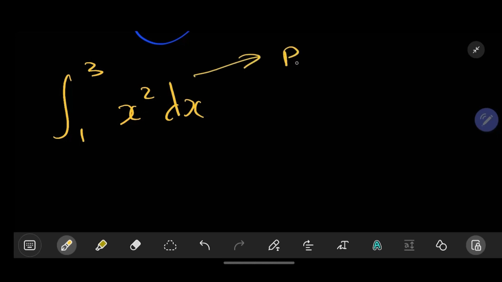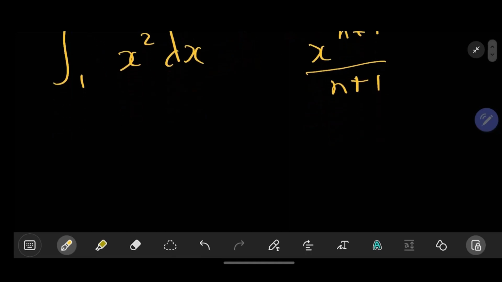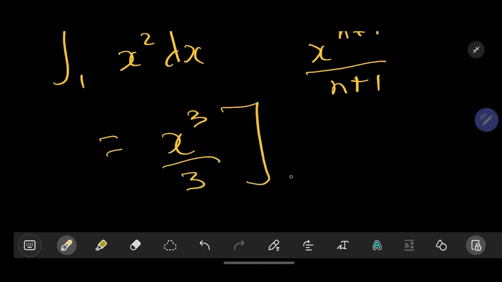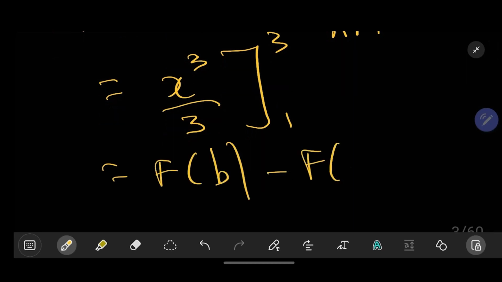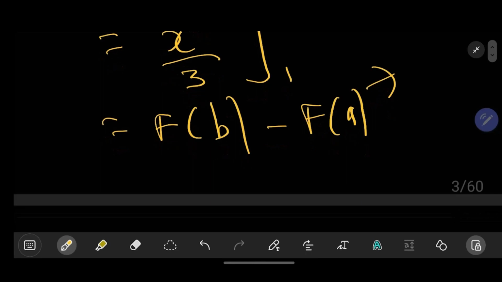Okay, let's look at another example. Let's find the integral from 1 to 3 of x squared dx. Now we can already see this is the power rule, and the power rule says if we have x to the n, that is x to the n plus 1 all over n plus 1. So this is equal to x cubed over 3, since 2 plus 1 is 3, and we're evaluating this from 1 to 3. And remember the fundamental theorem of calculus, you want to find f of b minus f of a. You don't need to write this out.